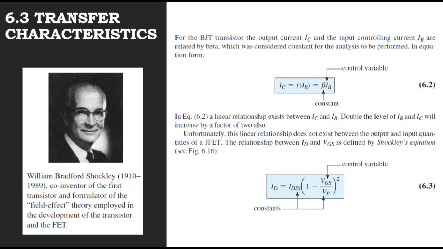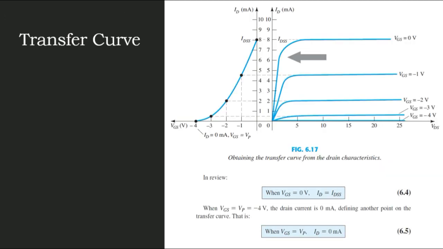In 6.2 the constant is just beta, but in 6.3 we have two constants, which are the pinch off voltage VP and the drain to source current IDSS. These two values will be fixed in our calculations in numerical questions. So we consider these two values as constants, but we also have a controllable variable, which is VGS. So it can be changed. We can change this variable according to our requirement.